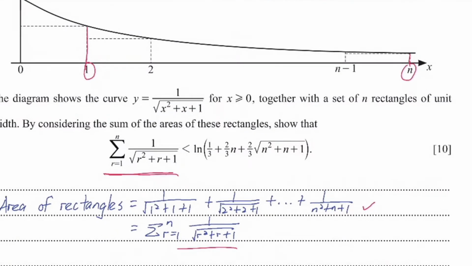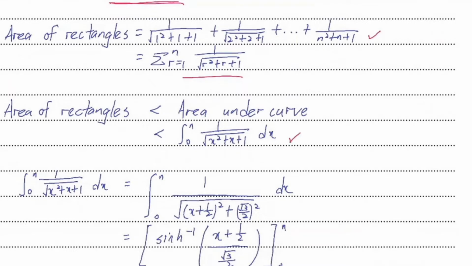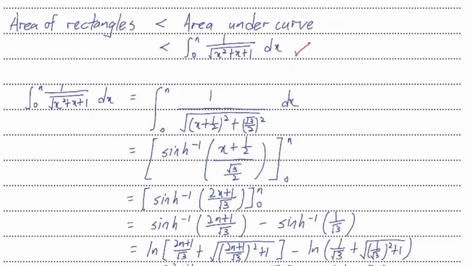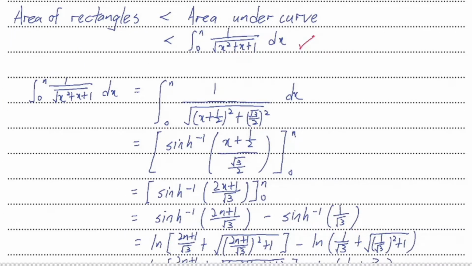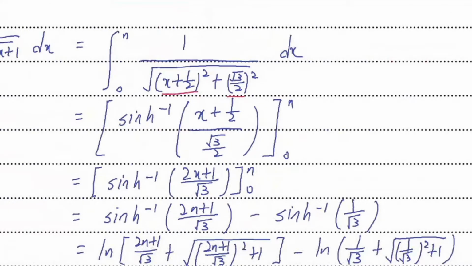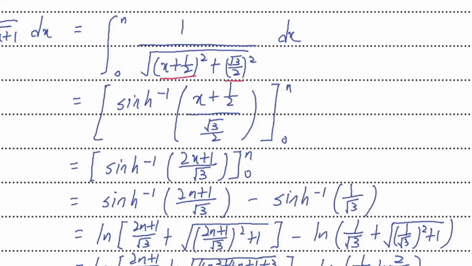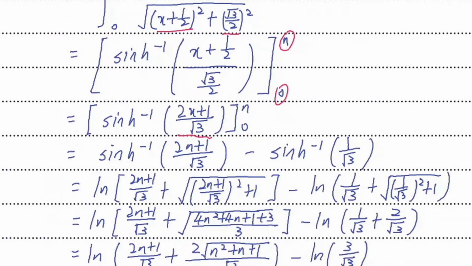After that, it is to compare. We need to compare these rectangles with the area under the curve, which goes from 0 to n, so we need to integrate the function from 0 to n. The denominator is something quite familiar; we just need to complete the square. Once we complete the square, we recognize the x squared plus a squared form, which gives us an arcsinh, arcsinh of x over a. We have the n, and also the 0 that we need to sub in. Tidy up from there, and this is what we get. We sub in.